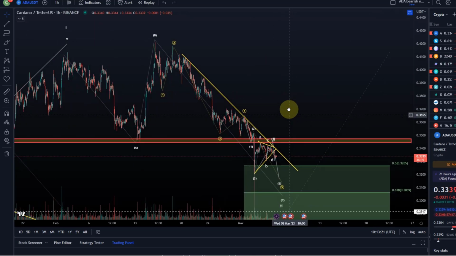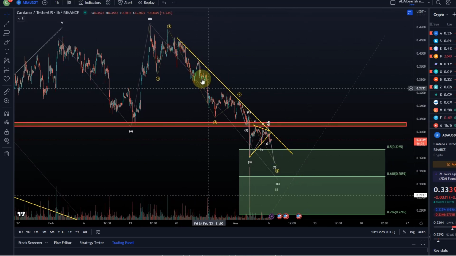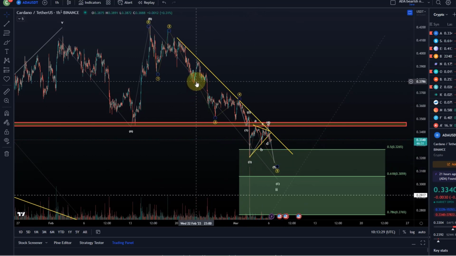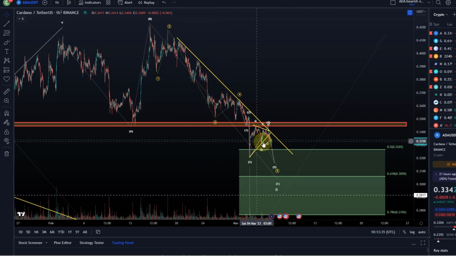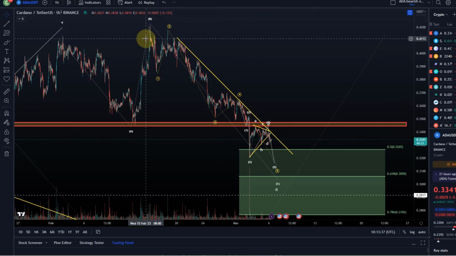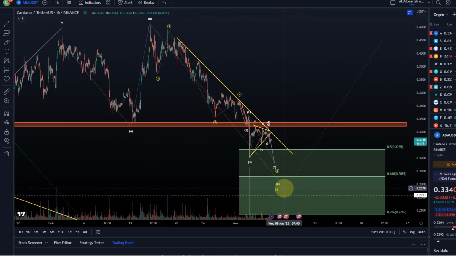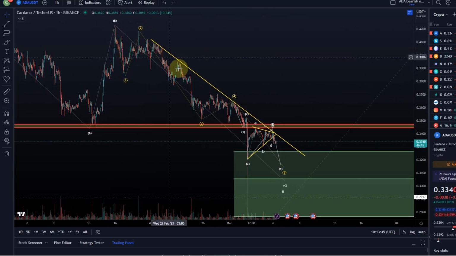So if we look at the micro count here, we followed very nicely this descending trend line. You could probably make a descending or an impulsive channel out of it. Yeah, 5 waves down. So in the C wave, we want 5 waves down. And we're doing that at the moment because we have a wave 1, a wave 2, a 3, a 4, and a wave 5 nearly complete.